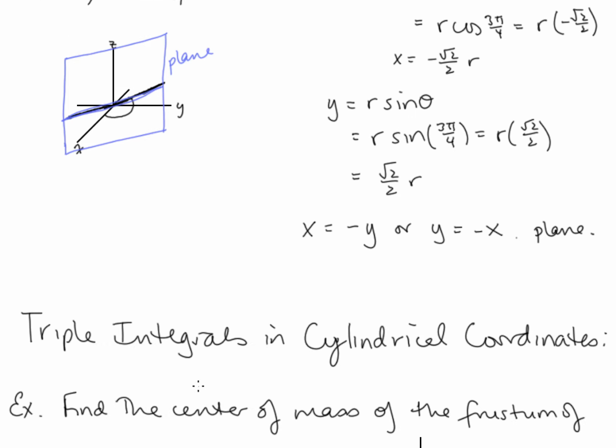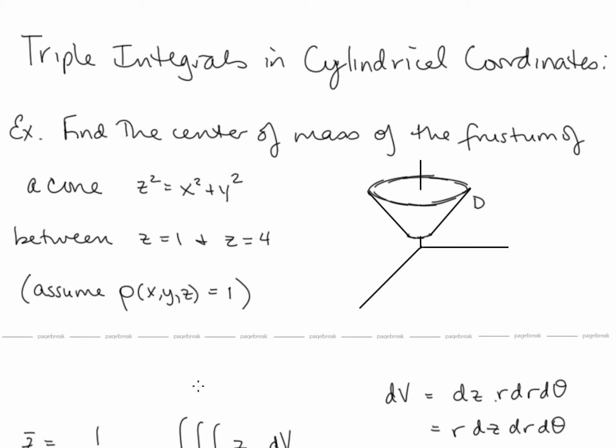Now let's take a look at triple integrals in cylindrical coordinates, or maybe I should say more triple integrals in cylindrical coordinates, because we did see a couple in lesson 26. Here we're asked to find the center of mass of the frustum of the cone z squared equals x squared plus y squared, between z equals 1 and z equals 4.